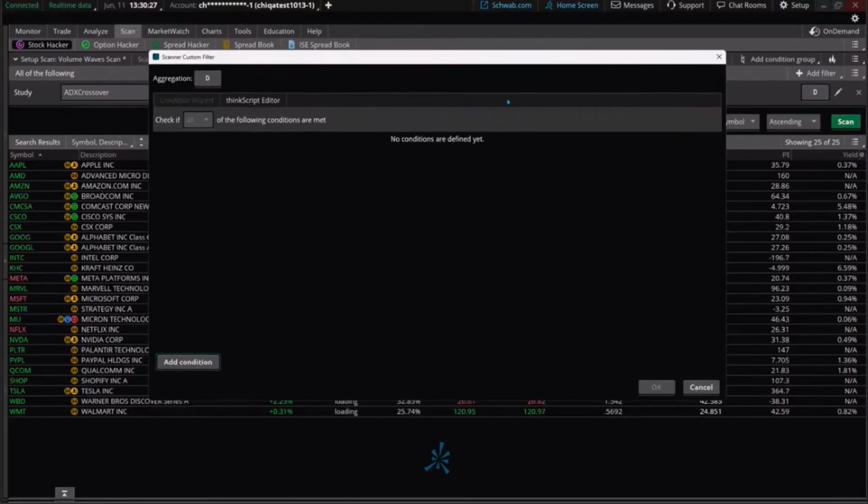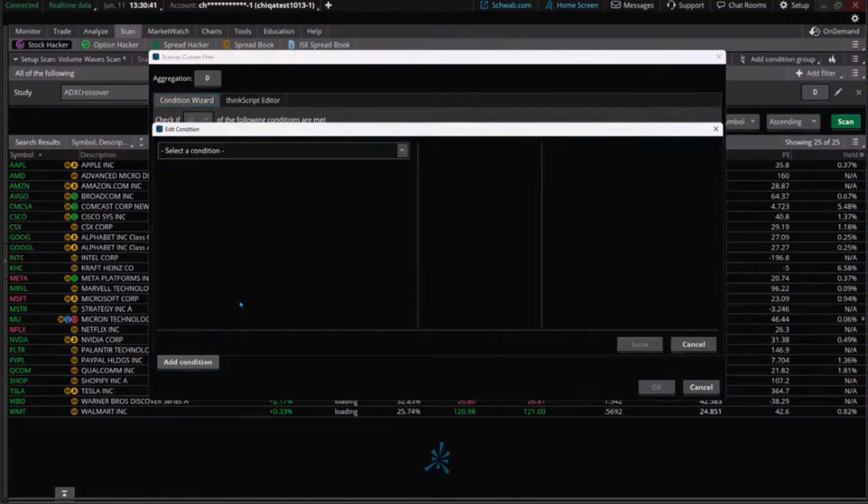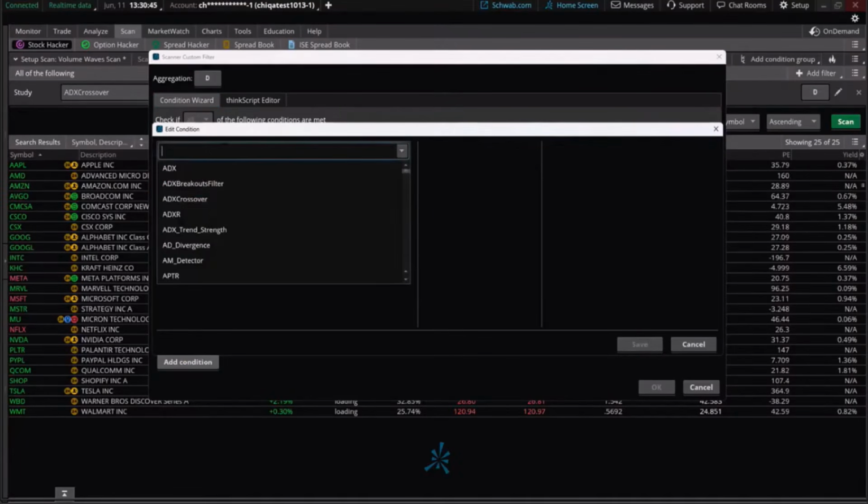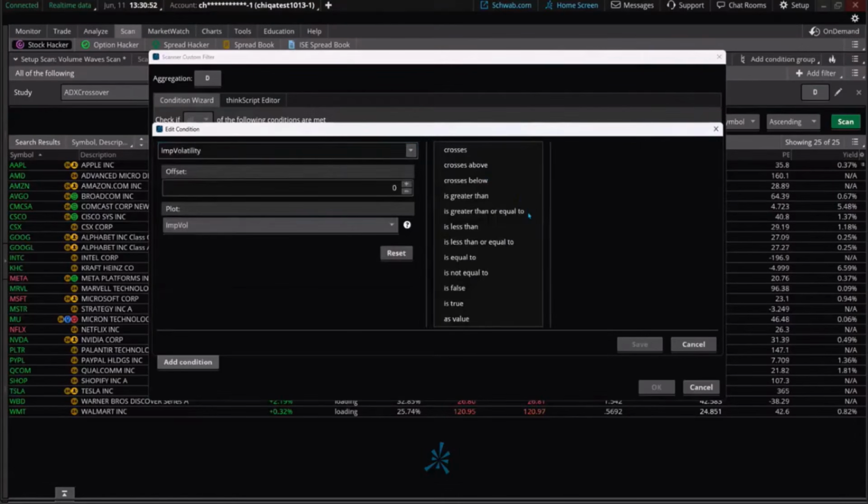So we delete it. We're going to build one ourselves here just to look for stocks that maybe have implied volatility just by itself greater than 50%. Greater than 50. So add condition. We'll go in here. We're just going to select study. This is going to be our first level. This is just on the chart alone. Implied vol. Now, in this case, we could say crosses above or greater than, whatever the case.